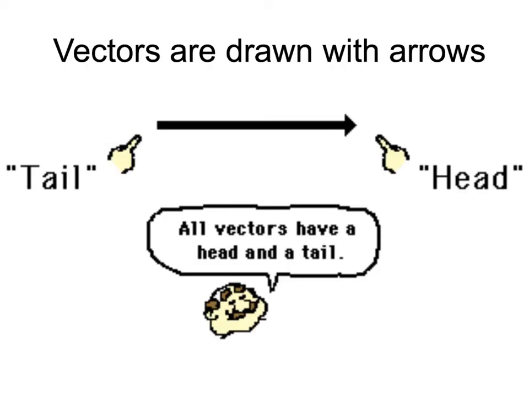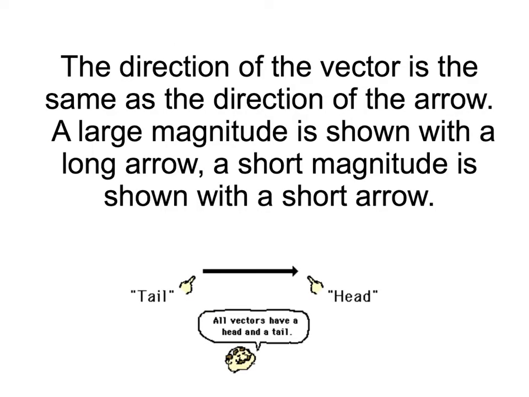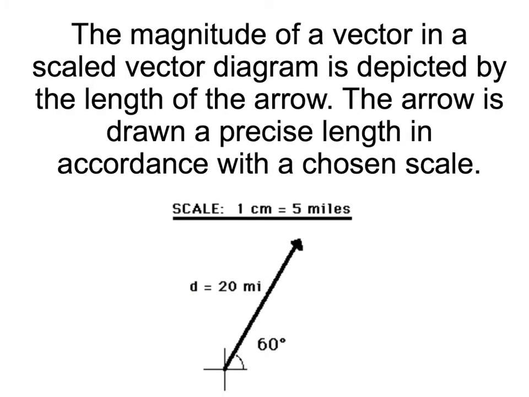Okay, vectors are going to be drawn with arrows, and when we draw these out, you're going to make the arrow be as long as the vector should be. So if you have a big number and a small number, the arrow for the large number should be longer than the arrow for the small number. The direction of the vector is the same as the direction of the arrow. A large magnitude is shown with a long arrow, and a short magnitude is shown with a short arrow. The magnitude of a vector in a scaled vector diagram is depicted by the length of the arrow. The arrow is drawn a precise length in accordance with a chosen scale.